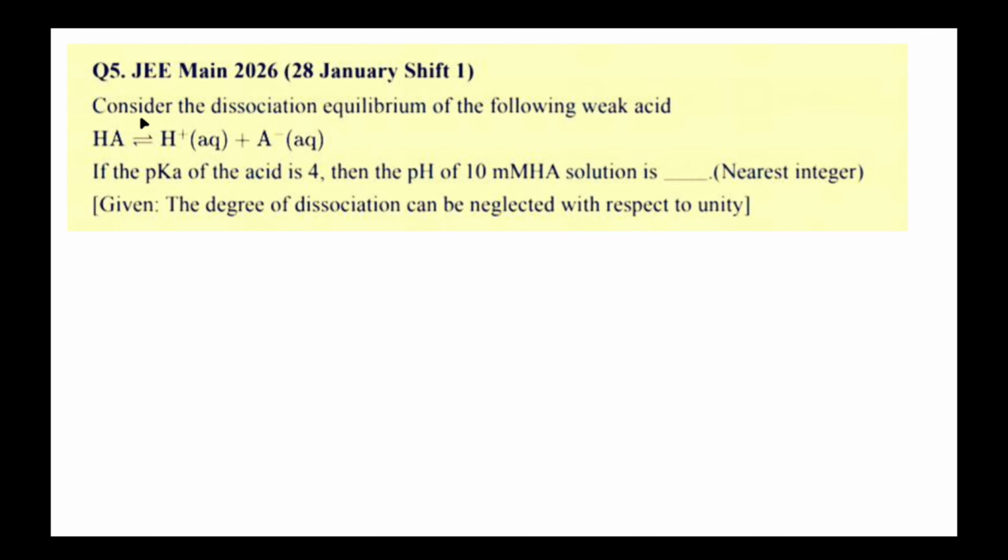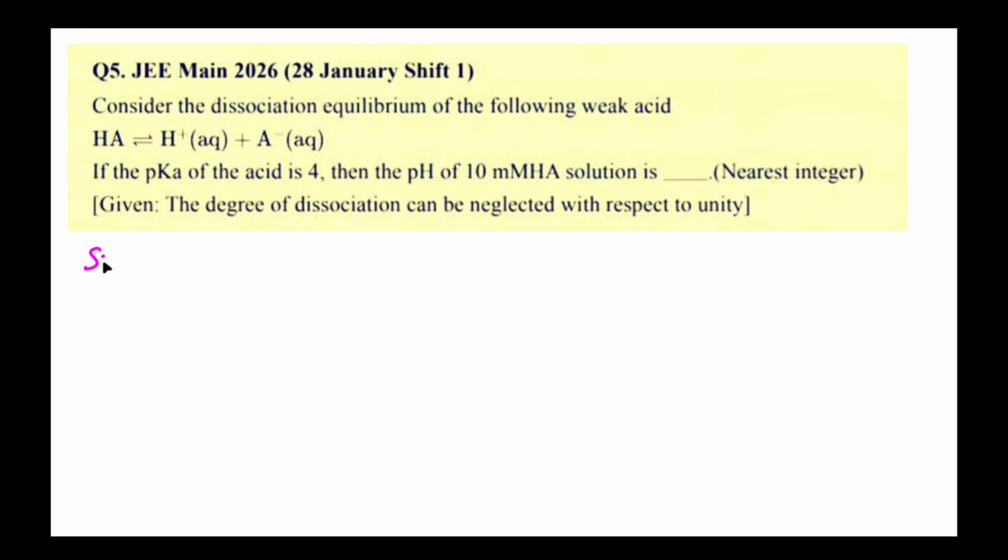The next question is, consider the dissociation equilibrium of the following weak acid, that is HA dissociated into H plus and A minus. If the pKa of the acid is 4, then find out the pH of 10 millimoles of HA solution, that is millimolarity of HA solution, nearest integer value. In that, the given degree of dissociation can be neglected with respect to unity.